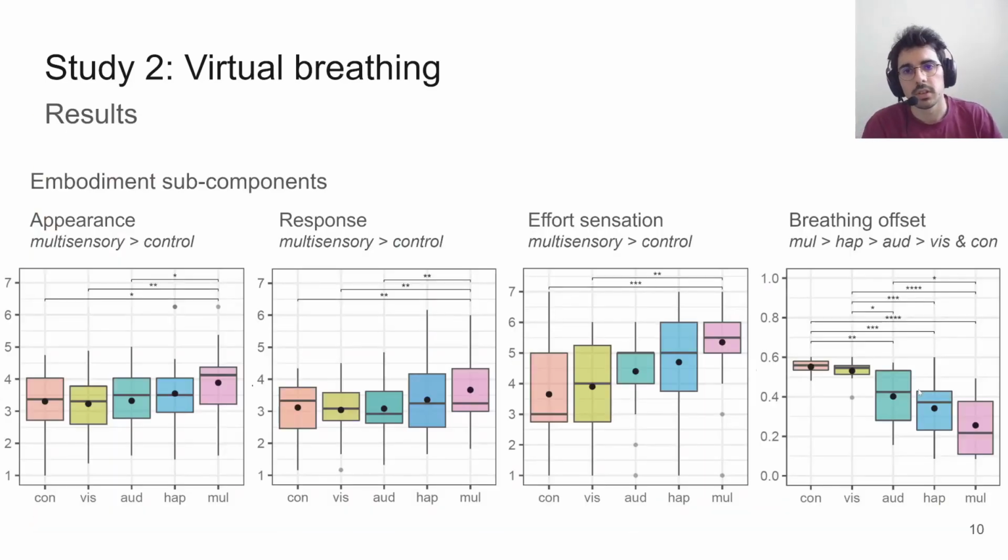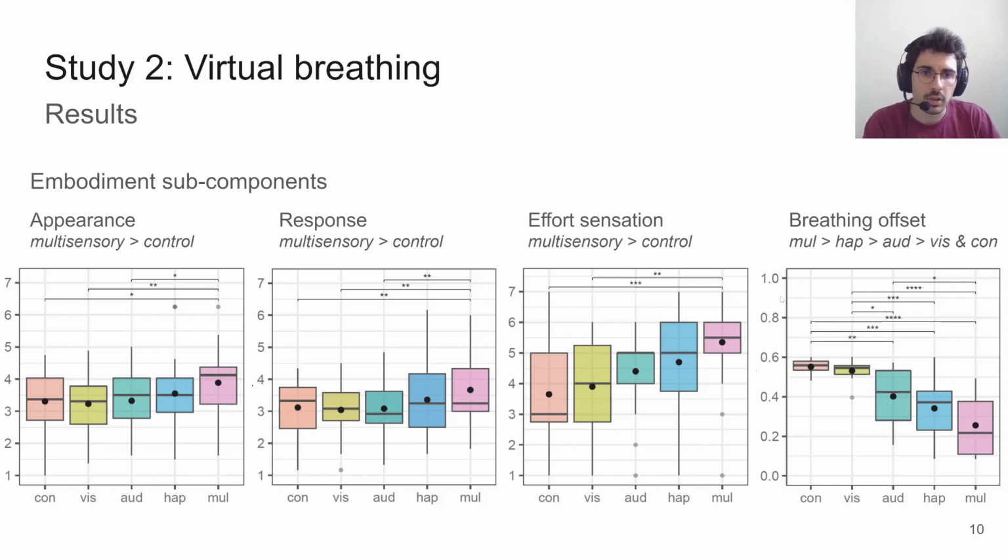So the results of this study are the following. We had a significant effect on two subcomponents of embodiment. As you can see here, we have an effect on appearance. The multisensory condition induces more appearance response than the control condition. The same goes for the subcomponent called response. The multisensory condition has a higher score of response than the control condition. And we have a similar effect on effort sensation as in the first study, where the multisensory condition performs better than the control condition. And finally, breathing offset.